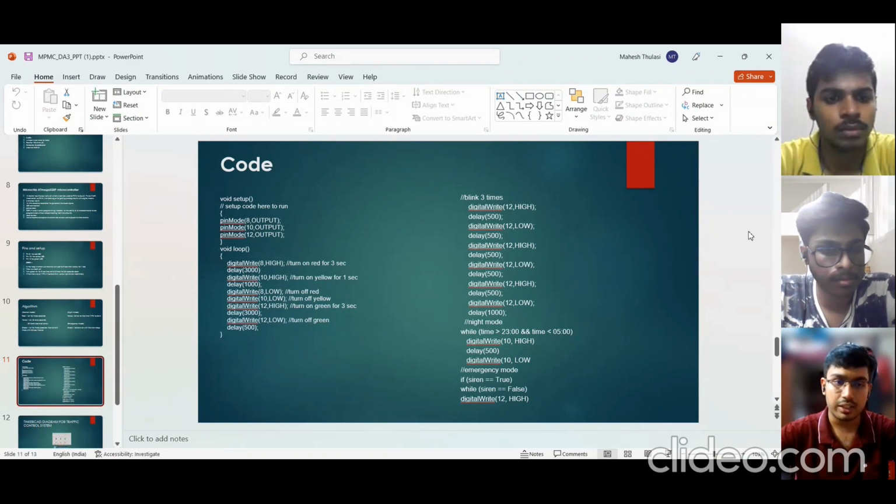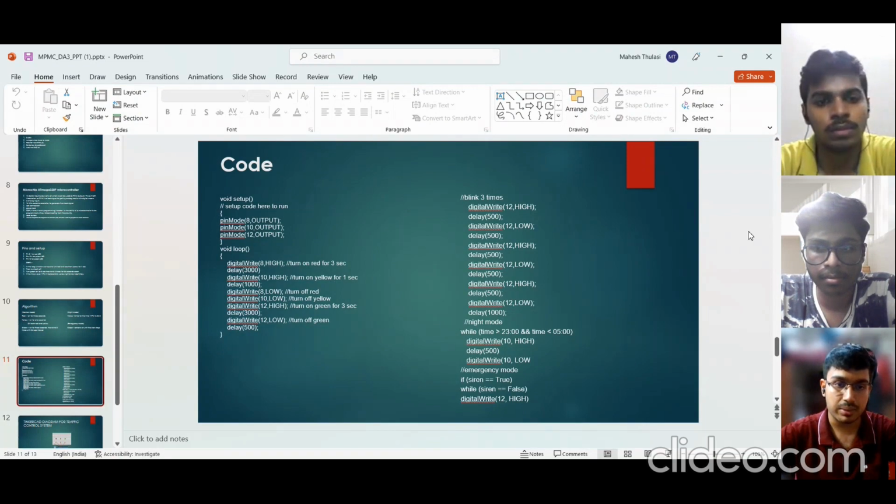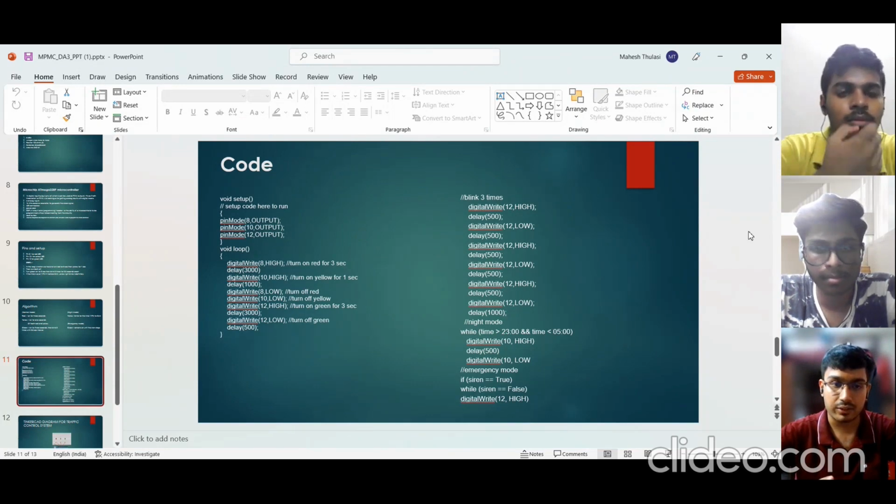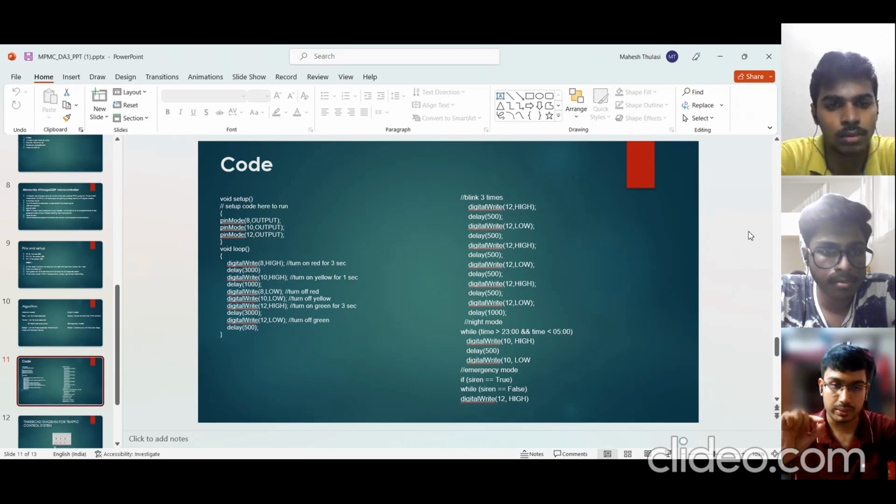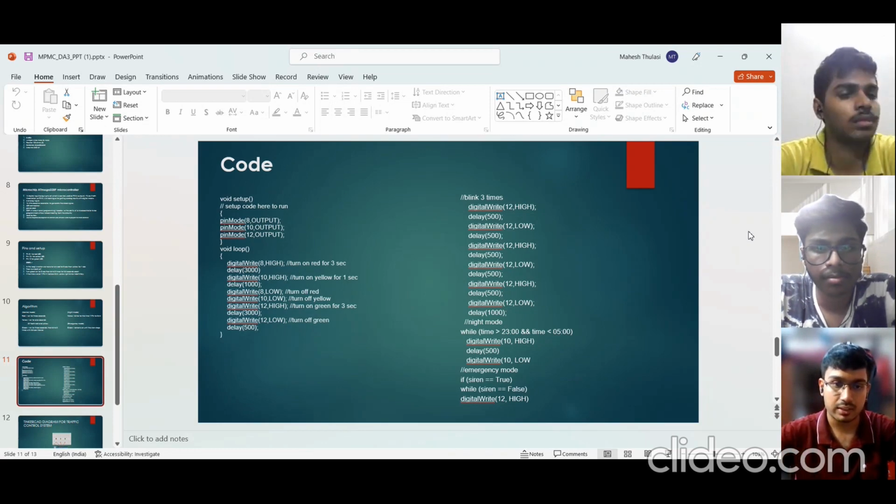Then the second function here is void loop. The void loop uses digitalWrite: 8 HIGH means it turns on the red for 3 seconds, and the delay is 3000 ms, which means 3 seconds. And digitalWrite for pin 10 with HIGH means it will turn on for 1 second, meaning 1000, where the delay has been mentioned.